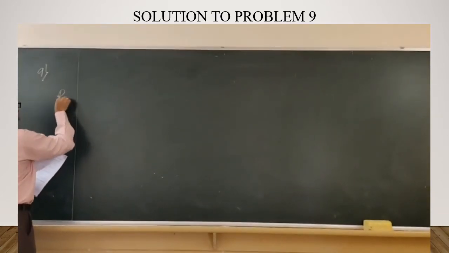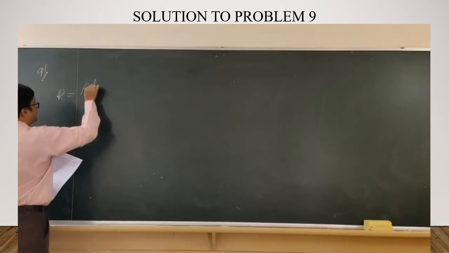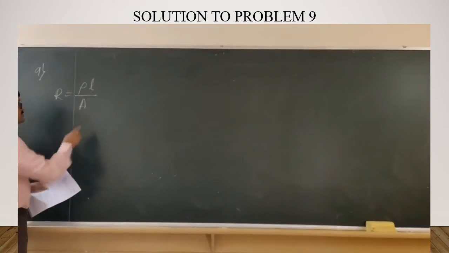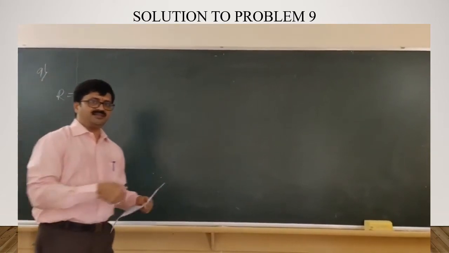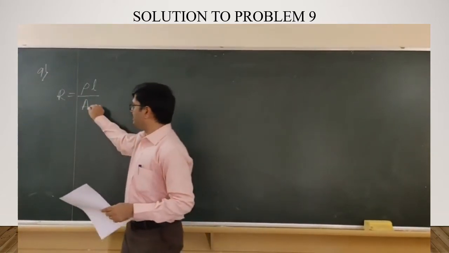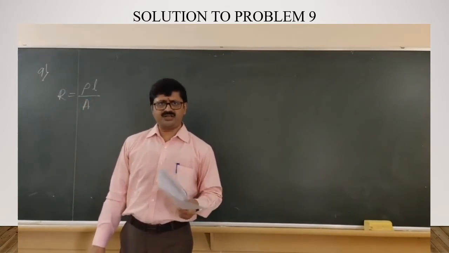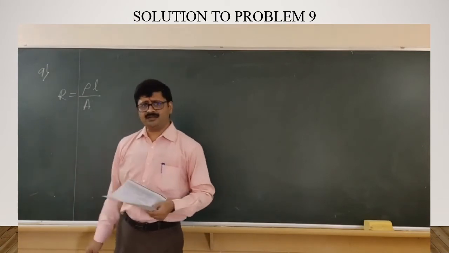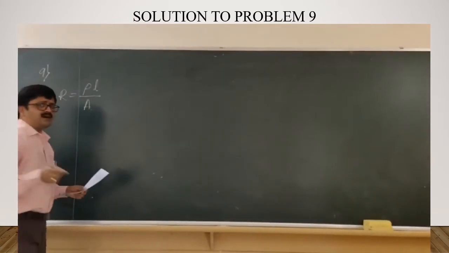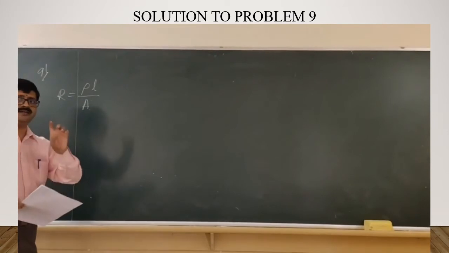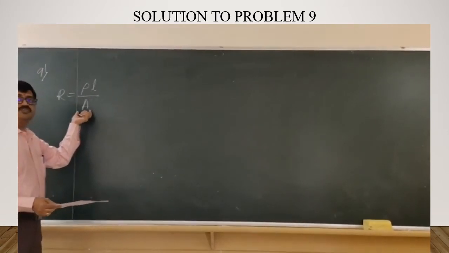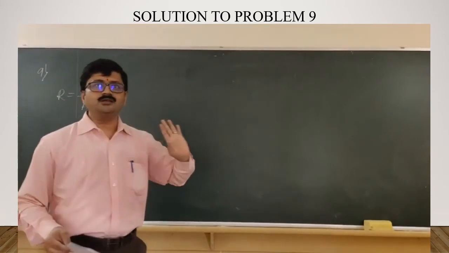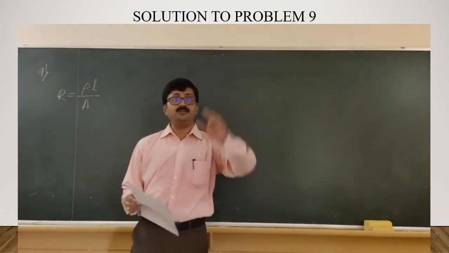Here R is equal to rho L by A. This is the formula that we have. Since length is getting stretched, obviously area will decrease, because radius will decrease because of the increase in length. But in this case, the approach might become difficult because they have not mentioned anything regarding area. They have not given how much the area changes. So what should we do? Let's use the volume method.